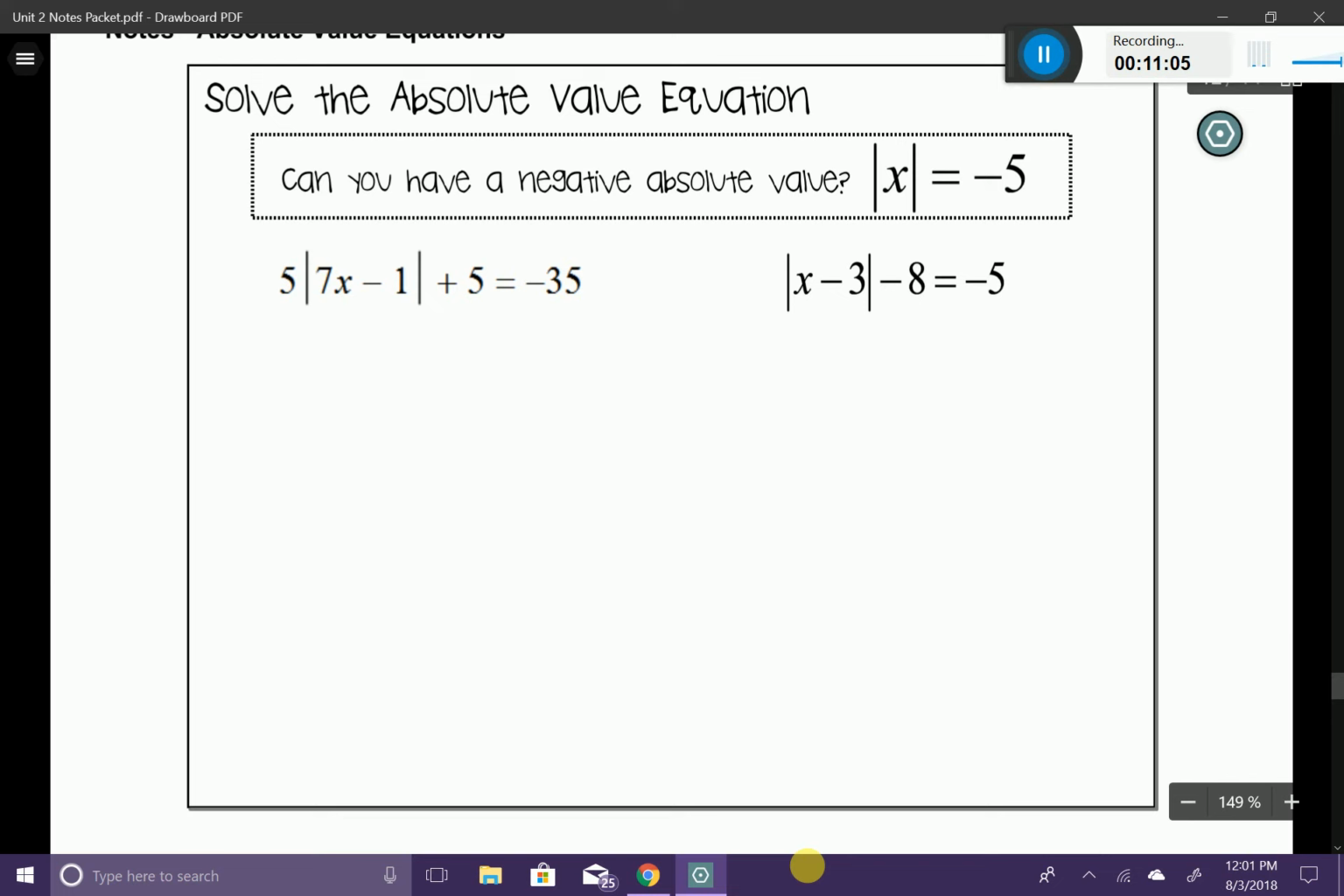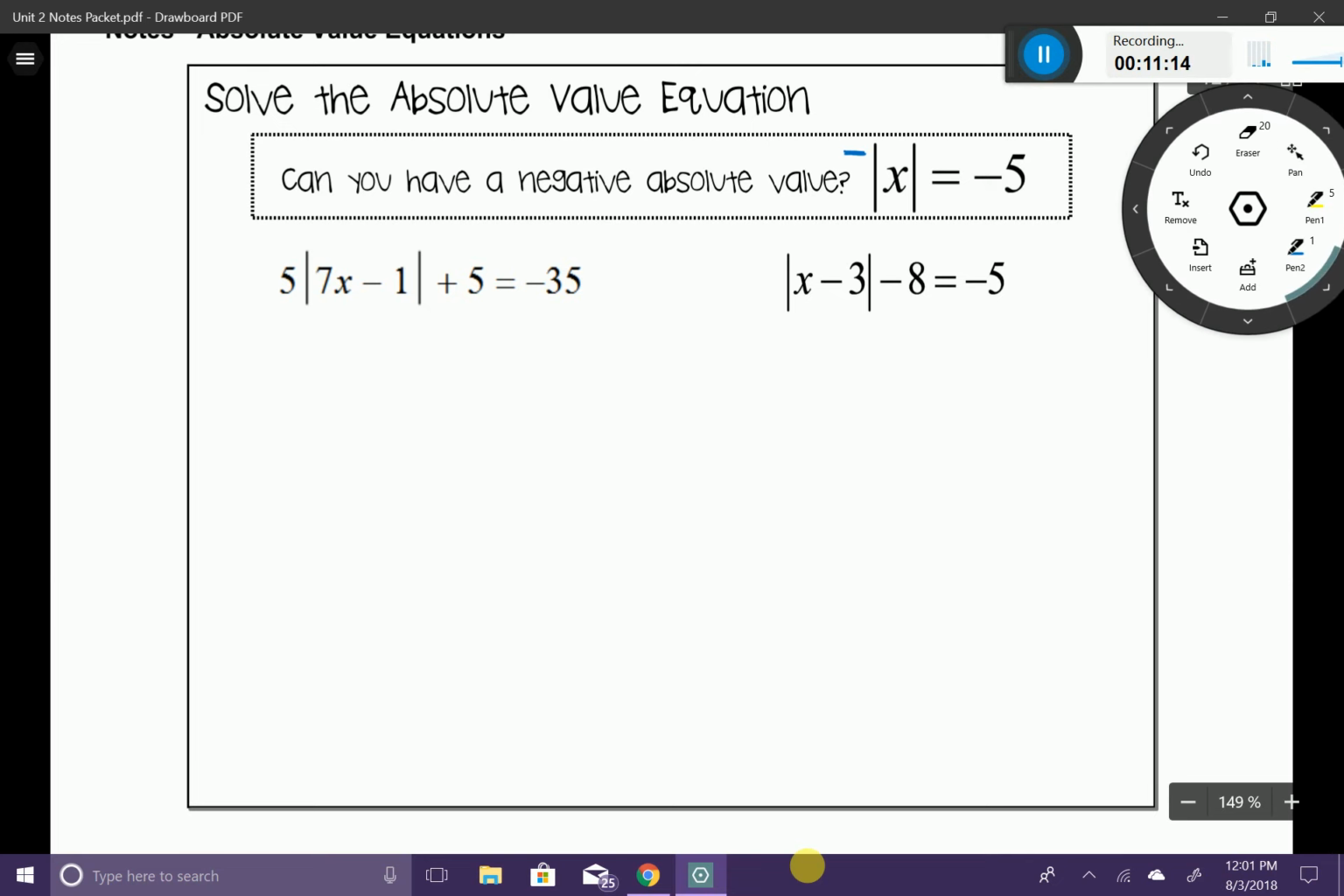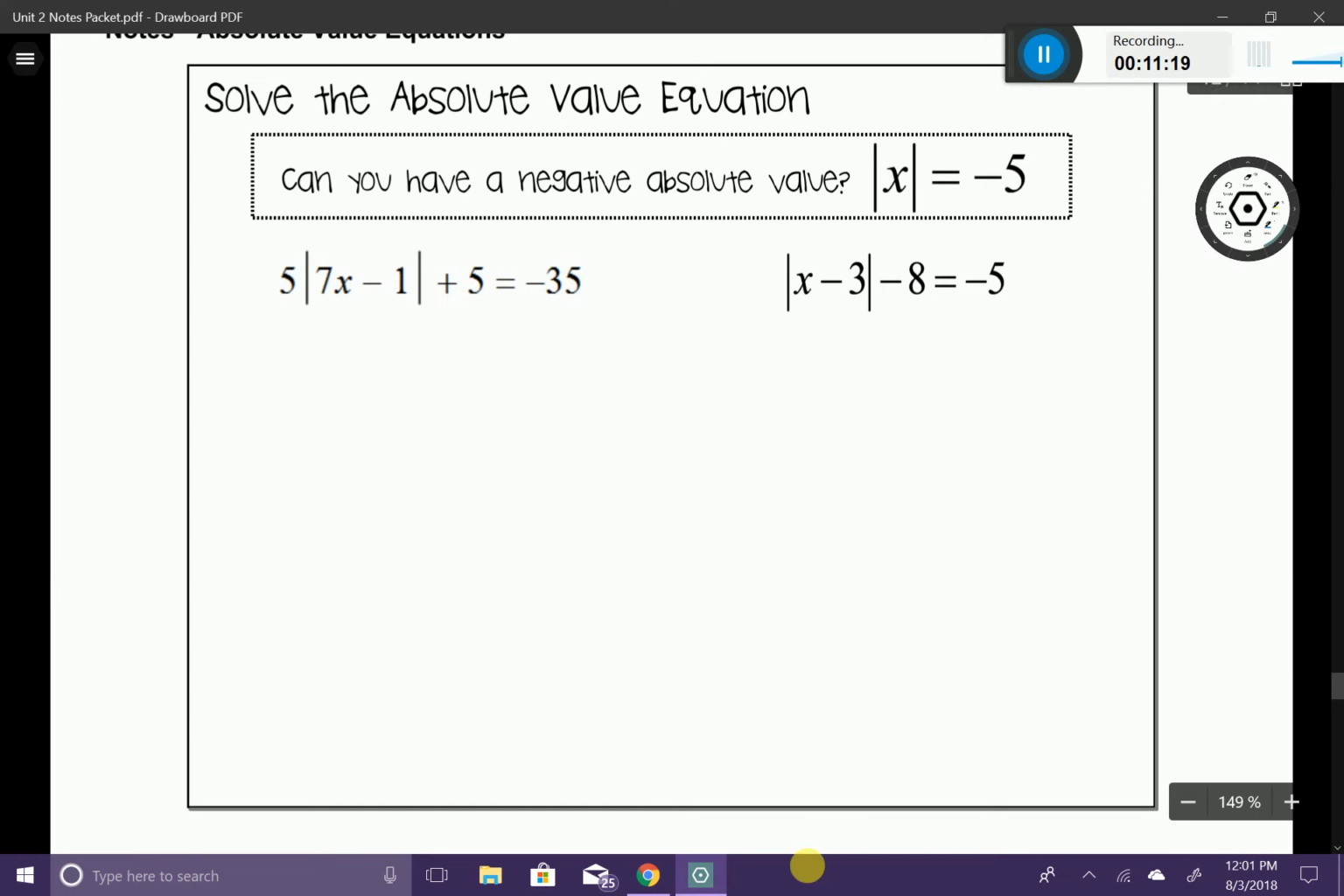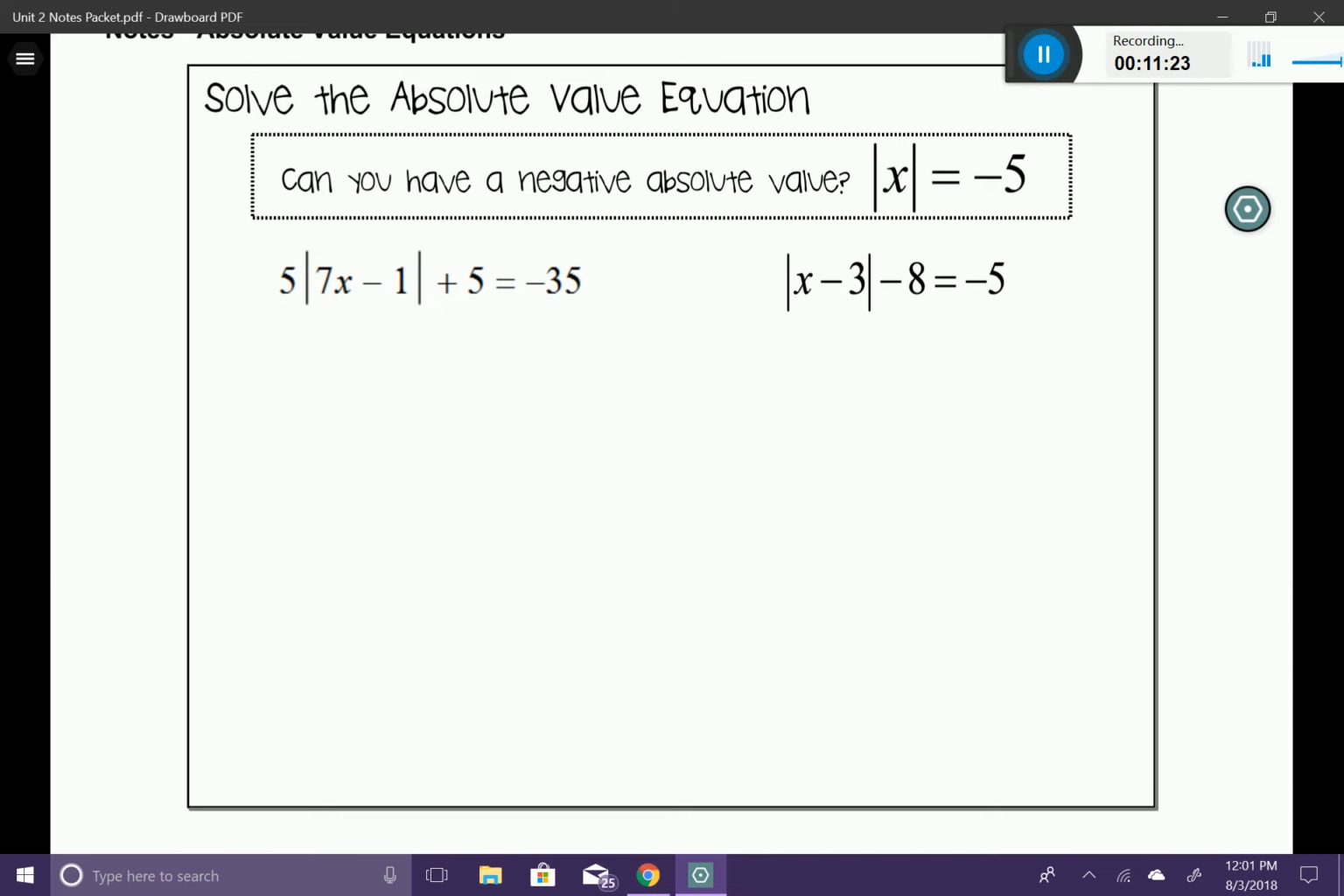Now, you might be thinking, well, what if you add a negative outside? Well, yes, in that case, that would be okay. But that's not what we're doing here. So good thinking, but what we're looking at is just, can you have an absolute value that equals negative? And the answer is no. So let me show you two situations that this is going to occur and what that looks like.